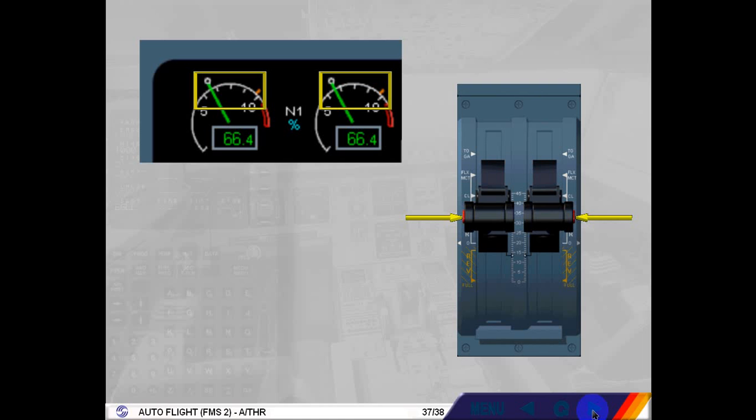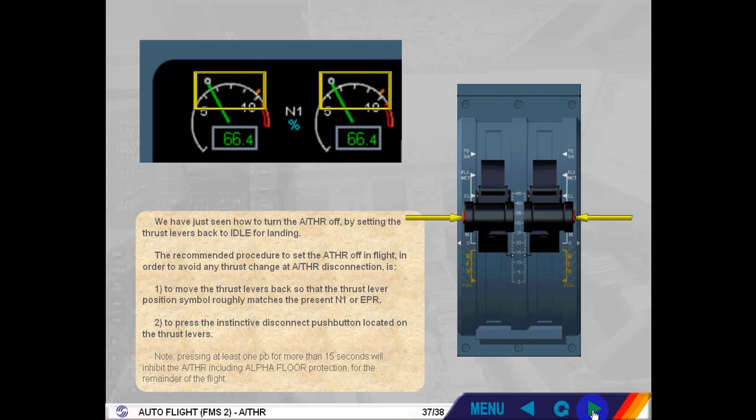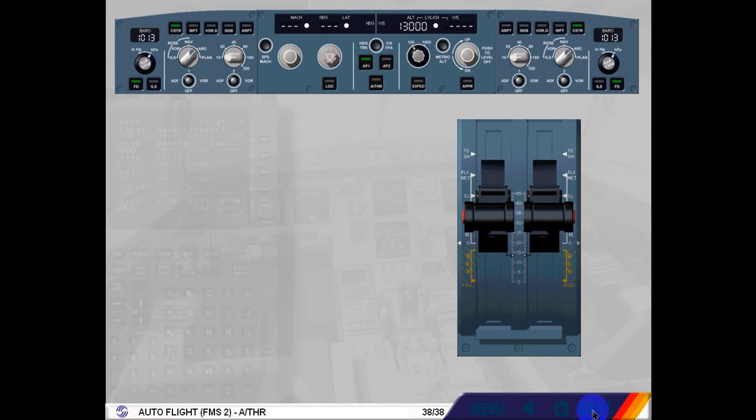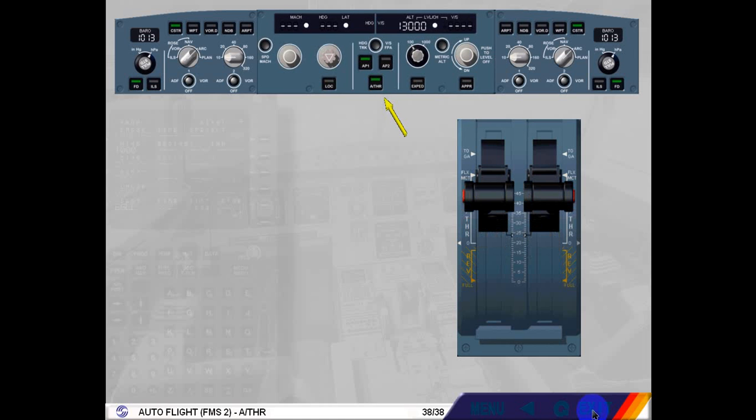Note: pressing at least one push button for more than 15 seconds will inhibit the autothrust, including alpha floor protection, for the remainder of the flight. When the autothrust is off during flight, in order to turn it on again, press the autothrust push button on the FCU, with the thrust levers in or below climb detent. Note: you can disconnect the autothrust by pressing the autothrust push button on the FCU. This is not the standard recommended procedure.